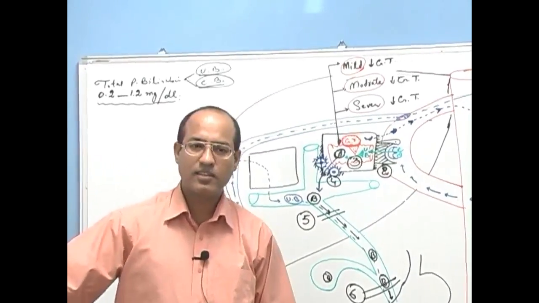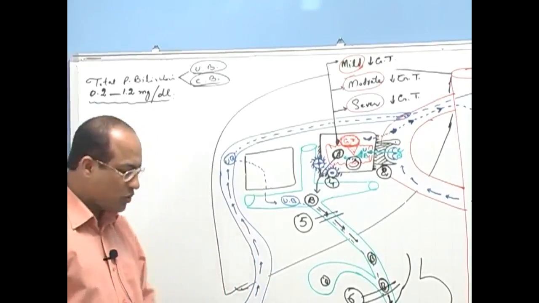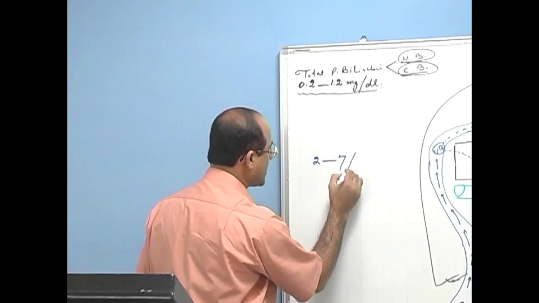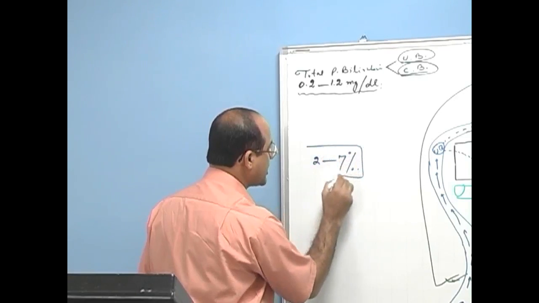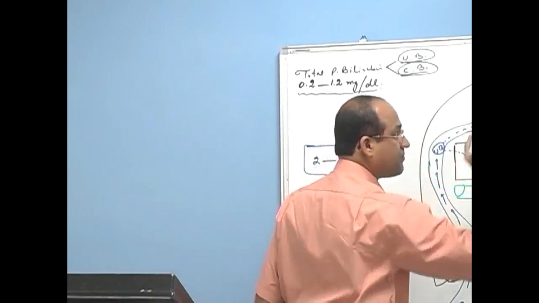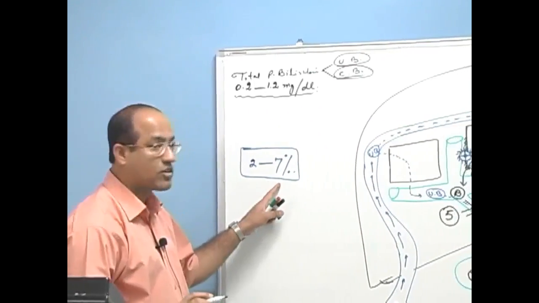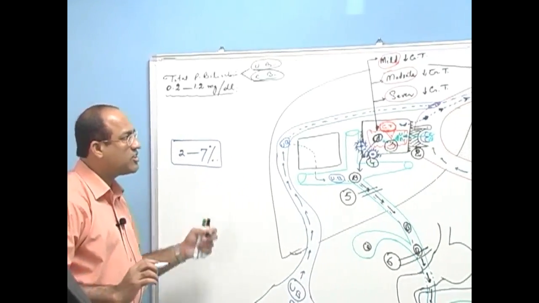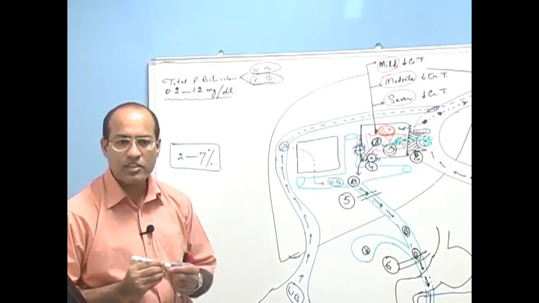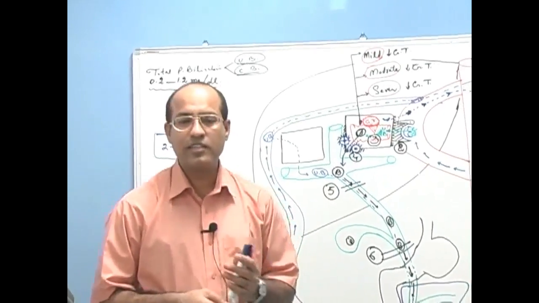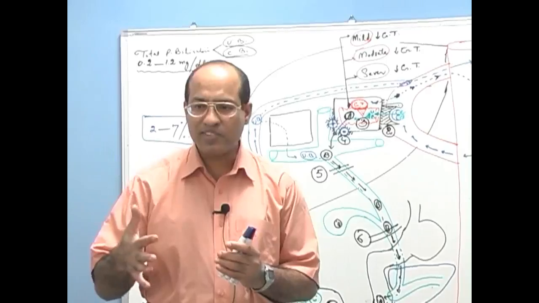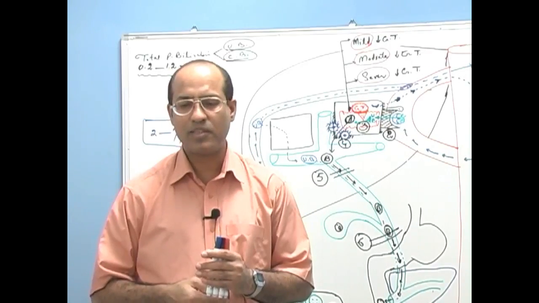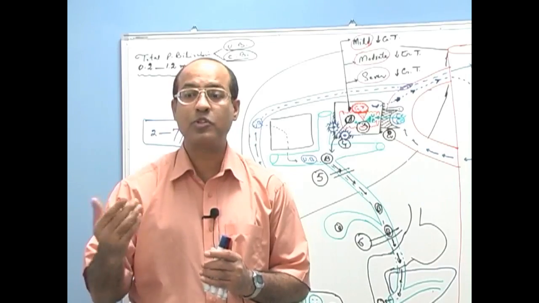Now, in about 2 to 7% of the population, there is mild deficiency of this enzyme activity. So in these people, there is a tendency to keep all the time a slightly high level of what? Unconjugated bilirubin. But usually it is not enough to produce jaundice.